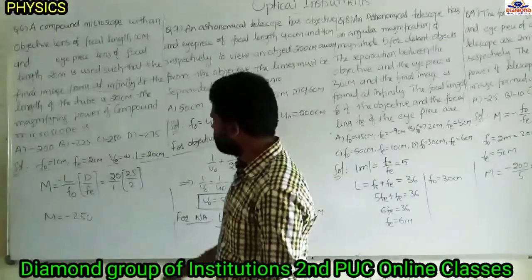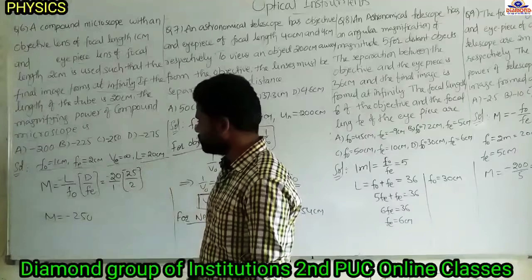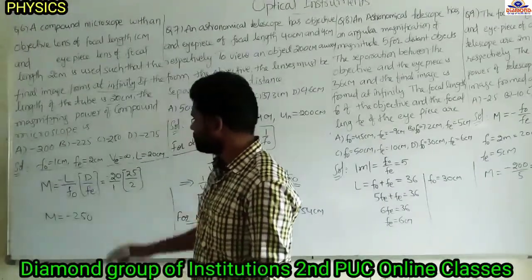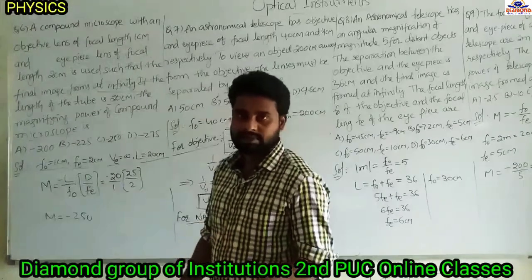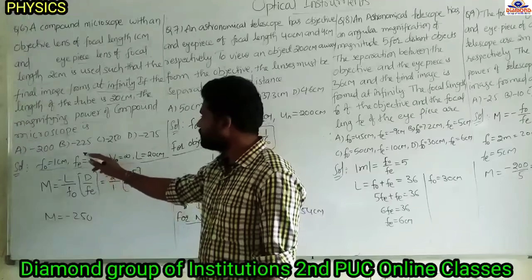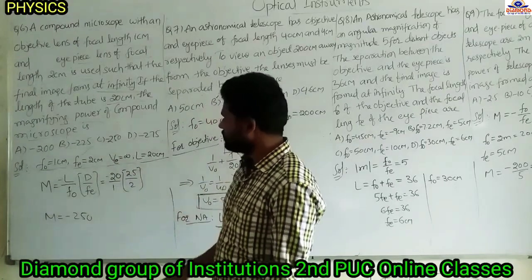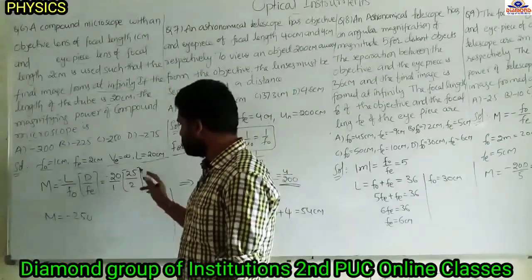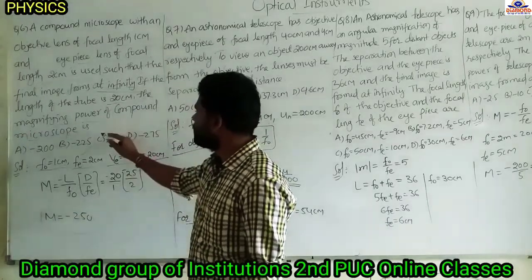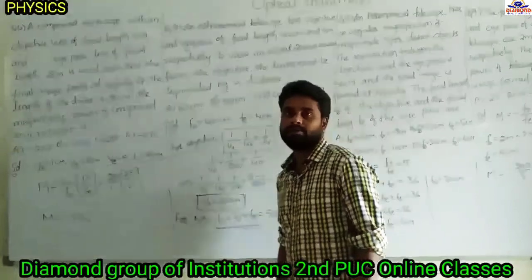L is the length of the tube, 20 centimeter as given, substitute 20. F naught is the focal length of the objective lens, 1 centimeter, substitute 1. D is the least distance of distinct vision, we know already 25 centimeters. Fe is the focal length of the eyepiece, 2 centimeter, substitute 2. Ones are 1, and 2 tens are 10, into 25 is 250. So m equal to minus 250 is the magnifying power of the microscope.